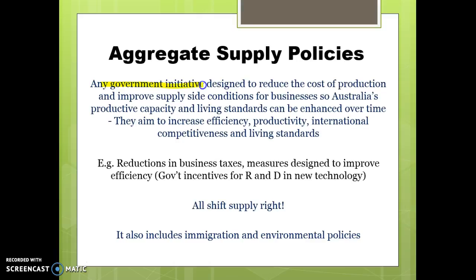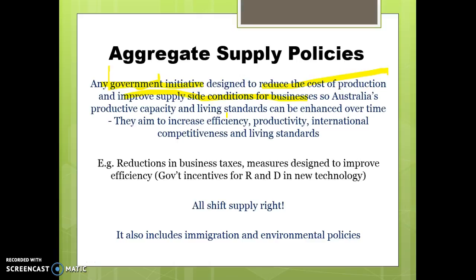It's any government initiative, so it has to be a government initiative, not just a firm individually deciding to restructure, designed to reduce the cost of production and improve supply side conditions for businesses, so Australia's productive capacity and living standards can be enhanced over time. So key things: government initiative, reduce cost of production to improve supply side conditions to boost our productive capacity.